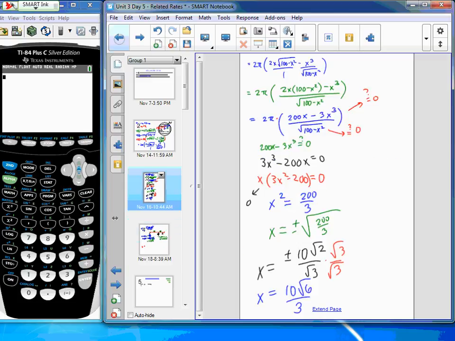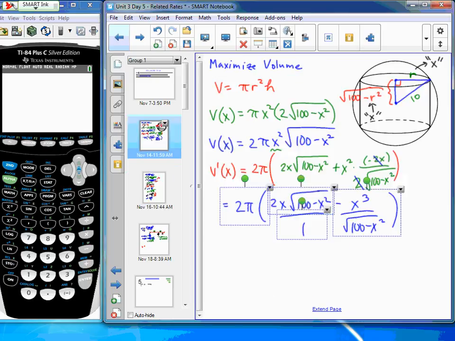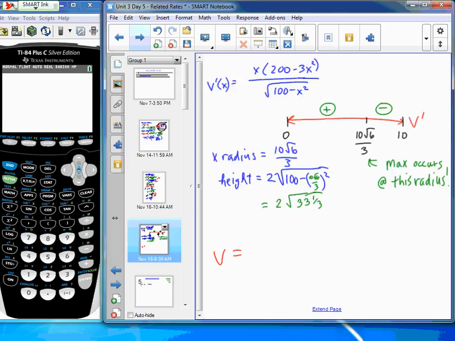Oh goodness. It's Friday, right? So then my volume would be pi r squared h. If we wanted to, we could do the pi times that squared times that to get my final volume, but I'm going to do it with r and this is my height. Yes? And then I'm going to do the, ready?